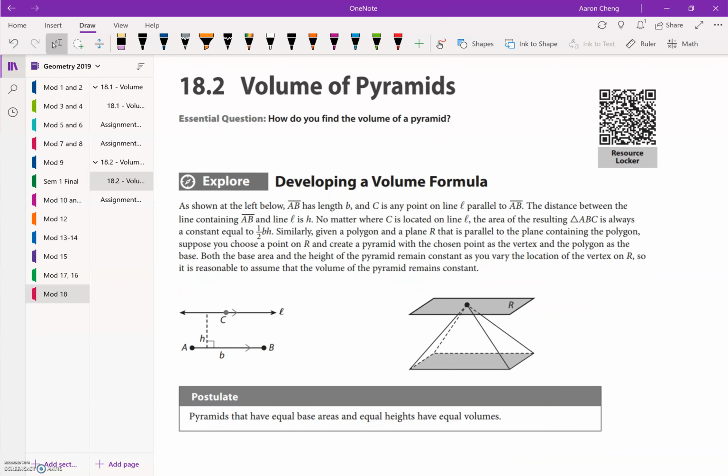Now, all pyramids that have the same height and the same base are all going to actually have the same volume. What this part is trying to show is that if I took the top of the pyramid and I put it over here, it will have the same volume. Or if I put it over here, it would have the same volume because of the Cavalieri principle. So if I take something and I tilt it, it doesn't matter, it's going to have the same volume.